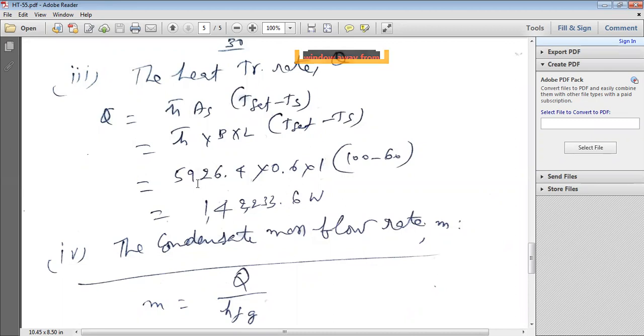H bar value 5926.4 into length of the plate or height of the plate 0.6 meters per unit width. Here you have to calculate the heat transfer per unit width, B 1 meter, into T saturation 100 minus T surface 60. So Q is 1,42,233.6 watts.